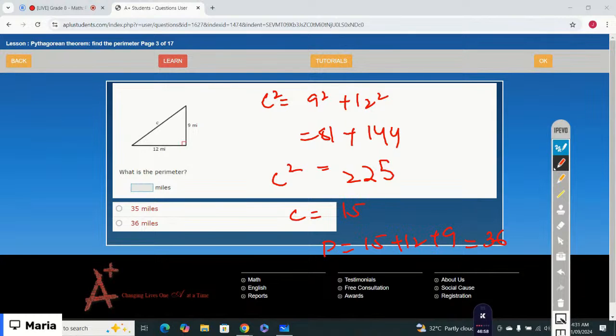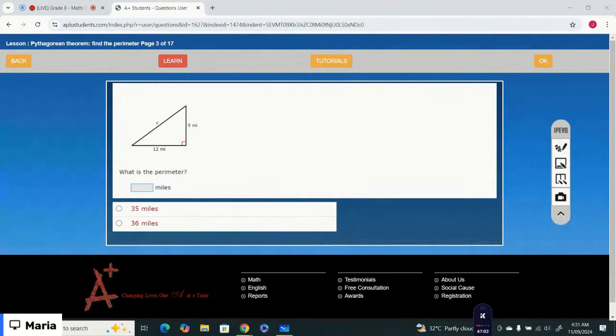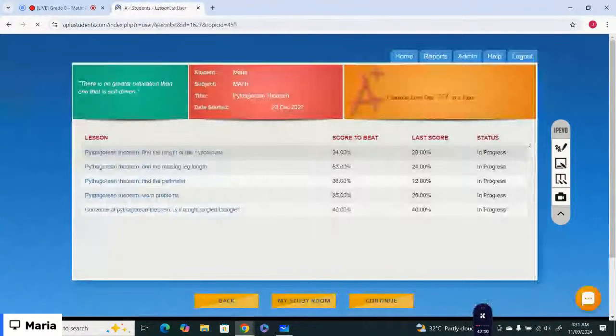Okay, the correct option is 35, 36. Okay, you can complete the lesson by yourself later today. Let me just move on to the next lesson. And the next lesson is word problems. You can do the word problems on your own.